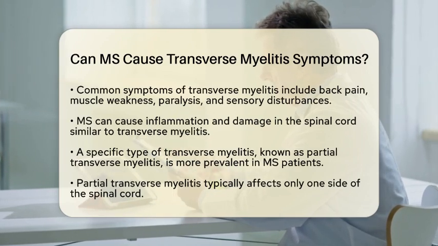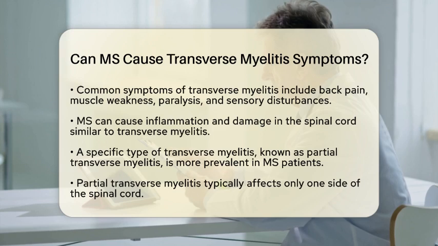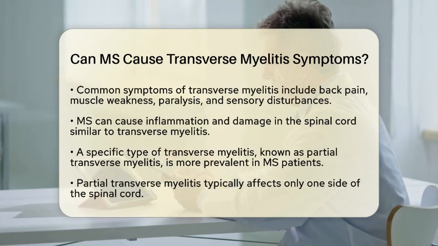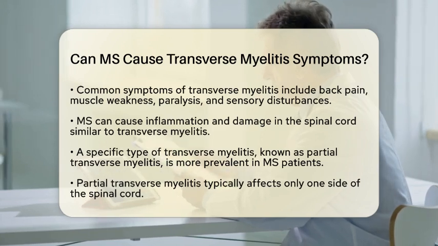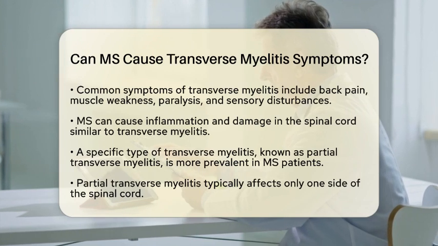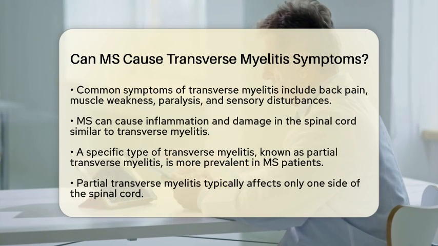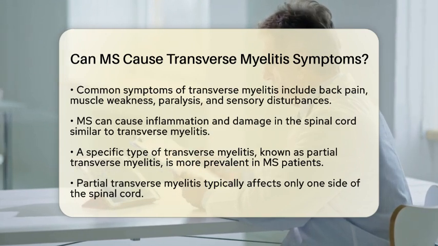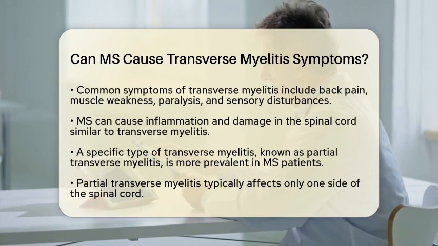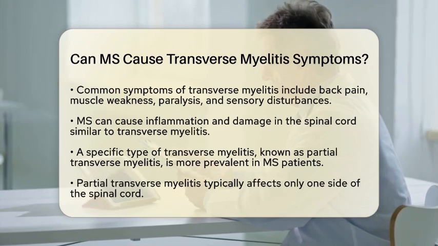control. When MS affects the spinal cord, it can cause inflammation and damage similar to what occurs in transverse myelitis. In fact, a specific form of transverse myelitis known as partial transverse myelitis is more common in MS patients. This form typically affects only one side of the spinal cord cross-section.